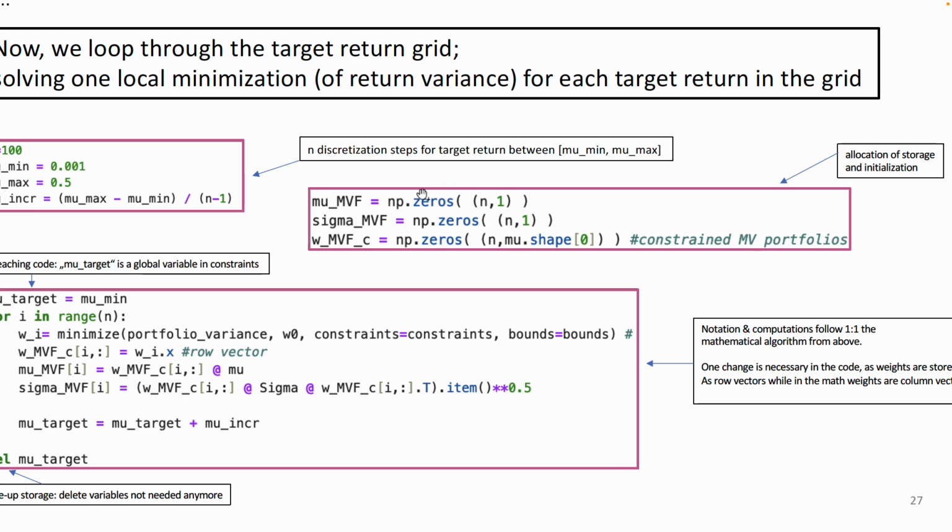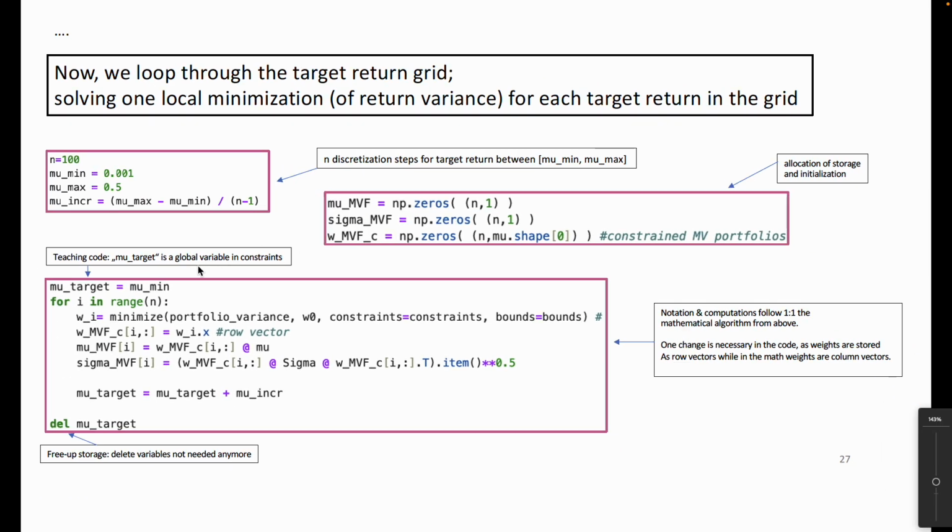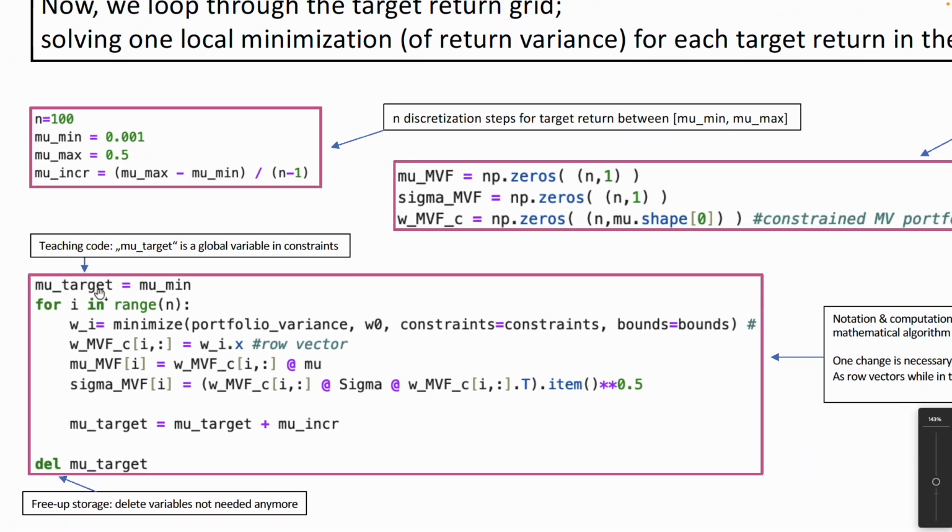Next, I generate again storage and assign values of 0 for the expected return vector on the frontier, as well as the volatility and the vector of portfolio holdings. The little c is just to highlight to me or to other readers, if they were to compare it with WMV previously, that this is for the constrained case, where we have these 2 bounds. Okay, now let's look at what we're doing here.